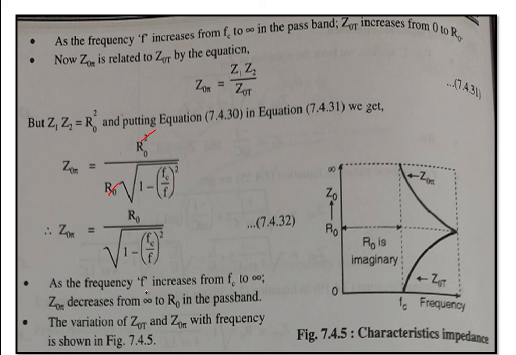As the frequency increases from fc to infinity, ZOT increases, which means this parameter goes on increasing, so definitely ZO pi decreases. And as the frequency f increases from fc to infinity, ZO pi decreases from infinity to R0. And after the cutoff frequency, your ZOT goes on increasing from fc to R0.